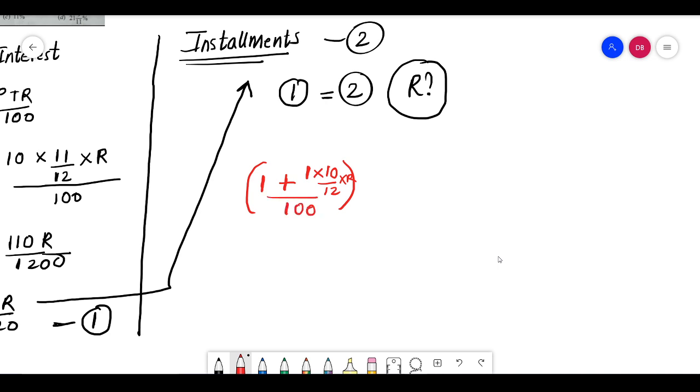Simple, right? Plus in the second month again, we are going to pay one more 1 rupee and then we need to pay interest for the next months which are left, right? So we have 1 into how many months are left now?